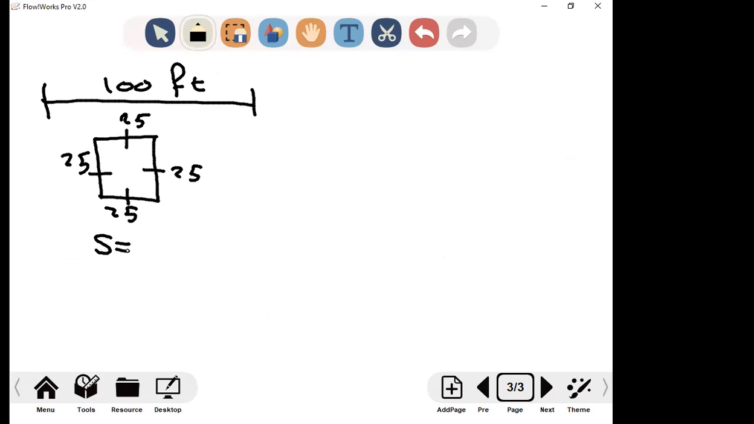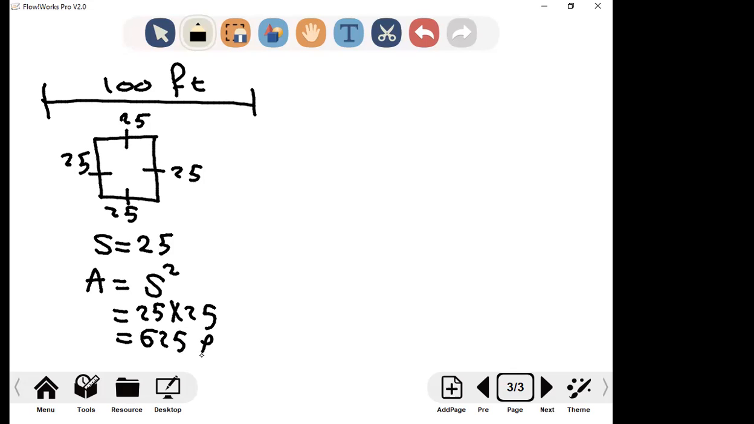So S is how much? 25. But how to find the area? It's S power 2, right? Apply. 25 times 25, 625. What I have now in part A is the area of the square and the area of the circle, if he used the whole 100 feet for making this fencing pen, right?